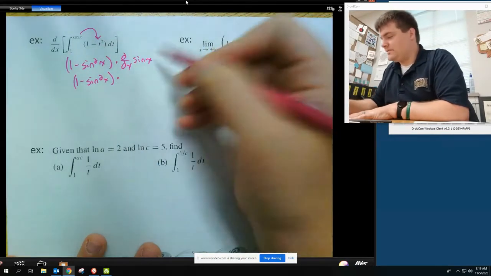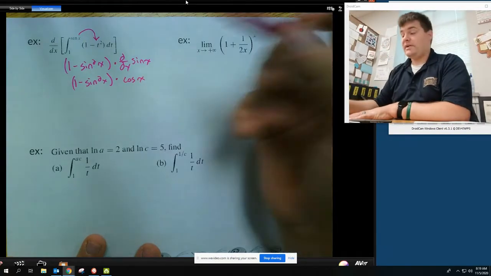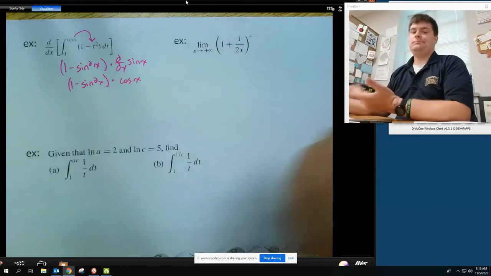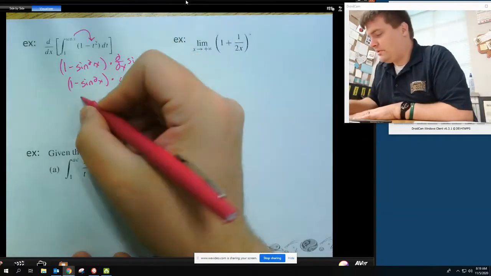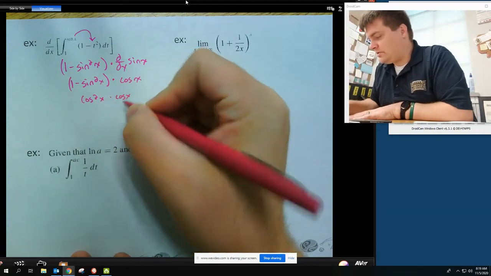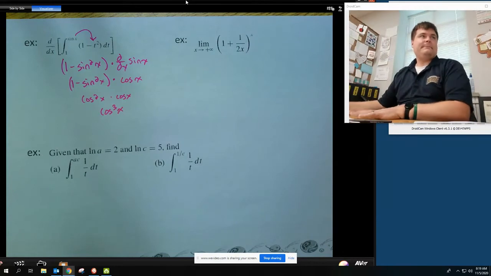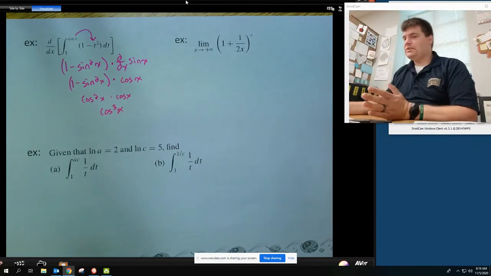The derivative of sine is going to be cosine. Well, 1 minus sine squared turns into cosine squared. So we're going to get cosine squared x times cosine x, which is just cosine cubed x. All right, so nothing new there, just really review.